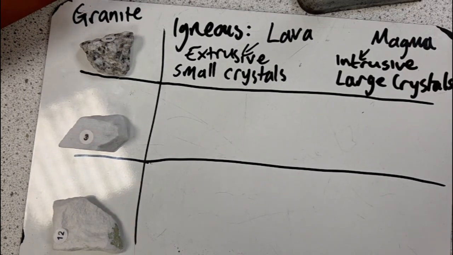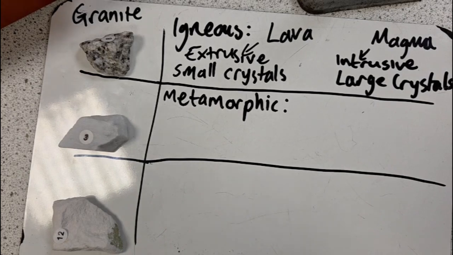Next we have metamorphic rock. The example here is marble. And metamorphic rocks are rocks which have transformed from another rock when they're buried deep within the crust and come under extreme temperatures and pressures.